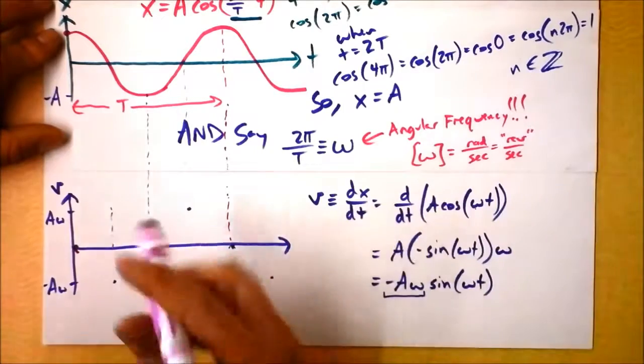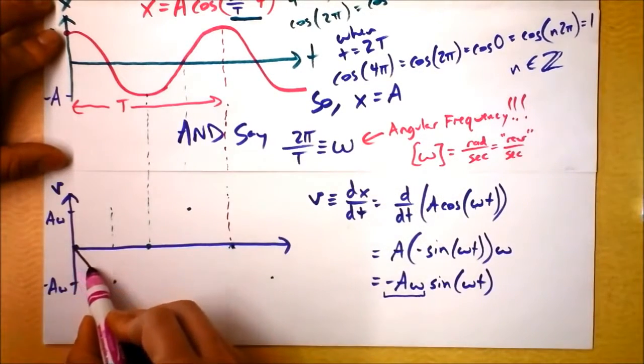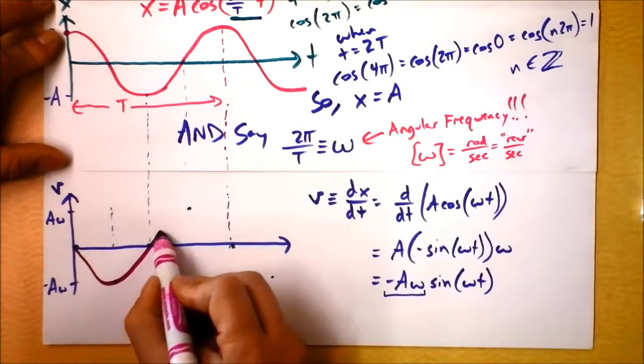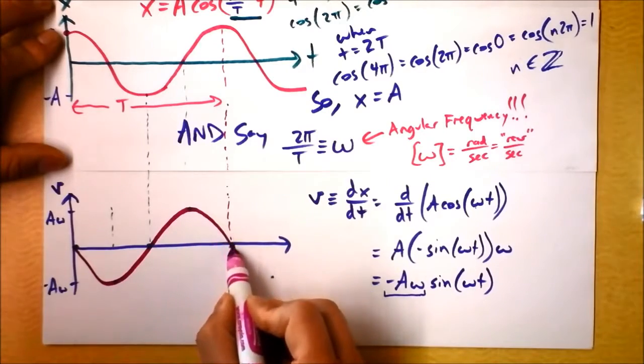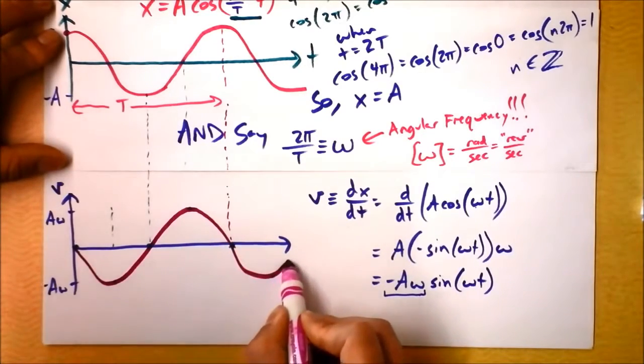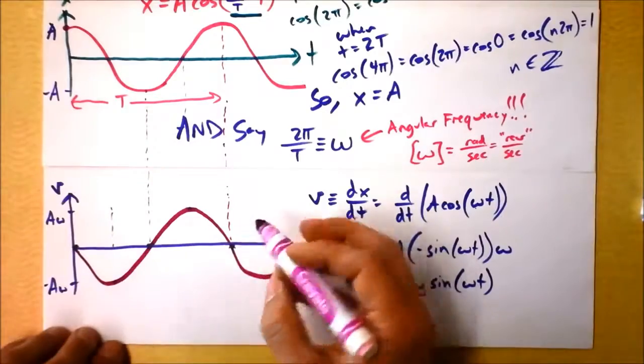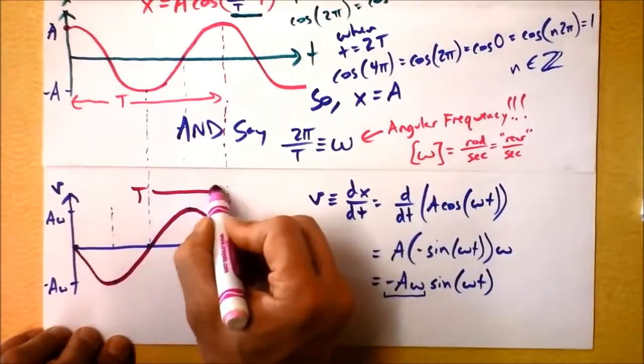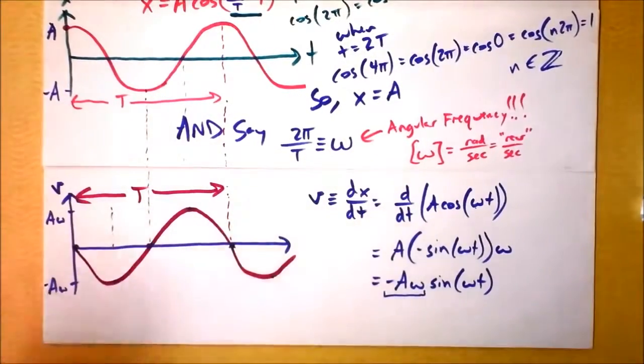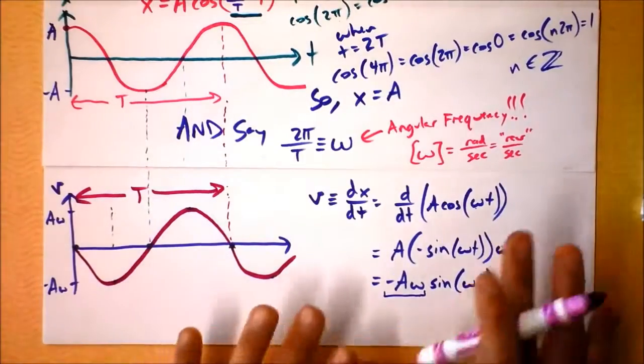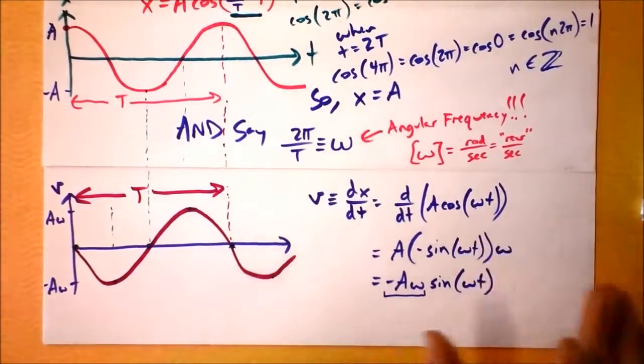Let's draw this. We're starting at 0. We're going negative. We're going positive. And we're going negative again, like that. And this is a period. Period is the amount of time between there and there. And the graph is so similar, and because you know how to do calculus, it's a lovely thing.